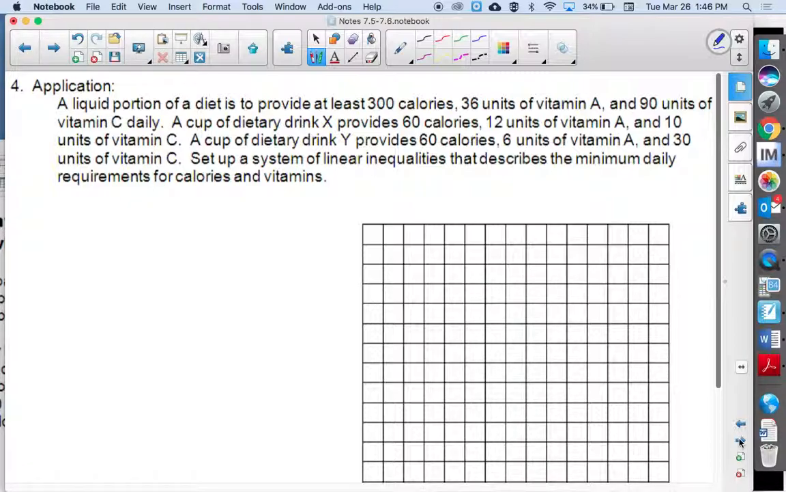Set up a linear system that would describe the minimum daily requirements for calories and vitamins. So we know we have 2 different drinks that we're looking at, these dietary drinks. And the X would be the number of cups, because maybe we need to drink 3 cups of the drink or 4 cups.